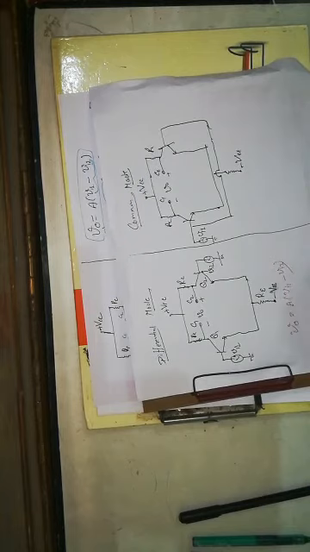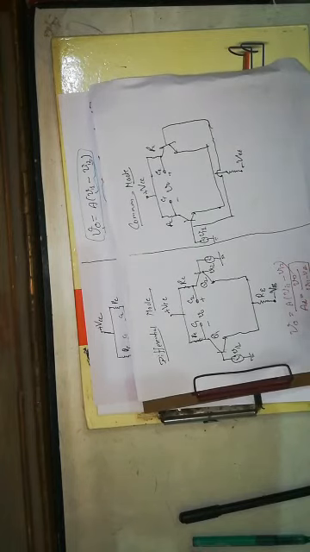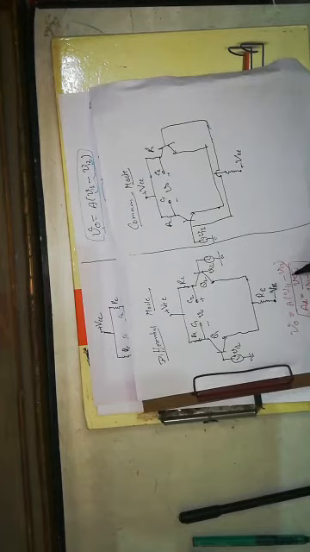We apply the two inputs, and we are taking output from here. So V0 will be V0 equal to A (Vi1 minus Vi2). This gain, this A, is called AD, the differential mode gain. It is equal to V0 over (Vi1 minus Vi2). If we need to measure the differential mode gain, first we need to measure V0 and then we need to measure the difference of the two signals.